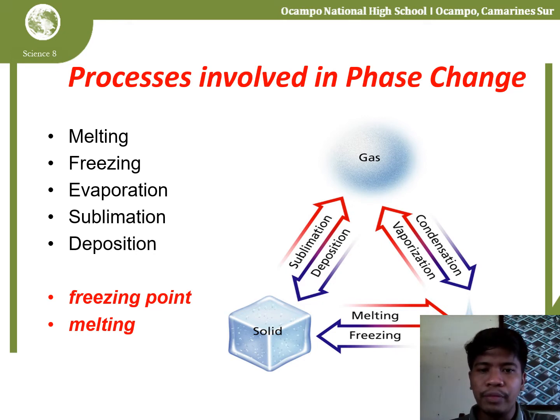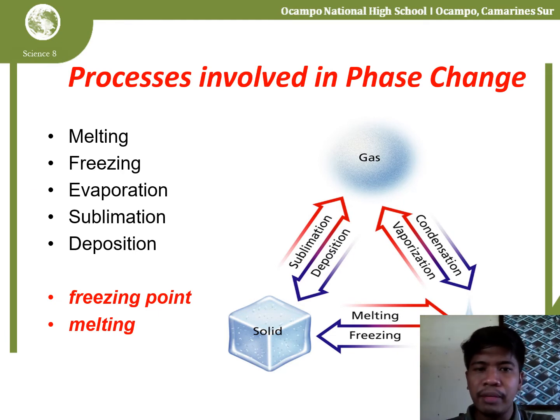And the point of temperature kung saan ang solid object ay naging liquid, we call it as melting point. Okay? Again, when we say melting, it is the process when a solid object turns into liquid. And the point of temperature wherein solid object turns into liquid, we call it as melting point. Okay? Another process, we have freezing.